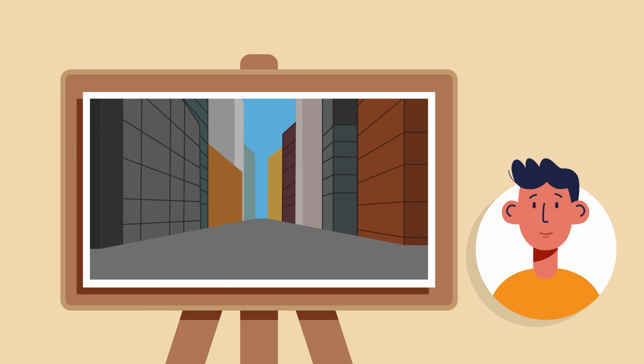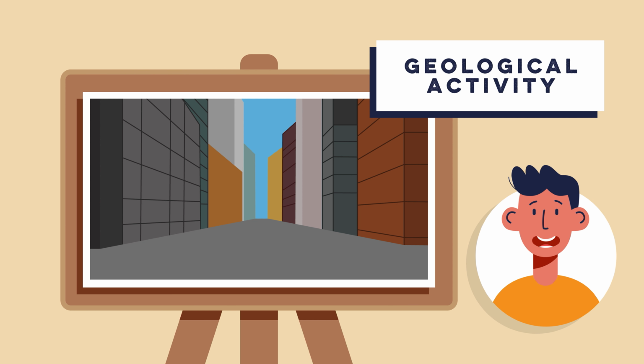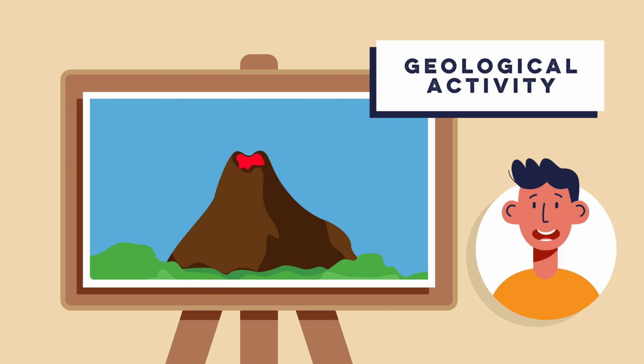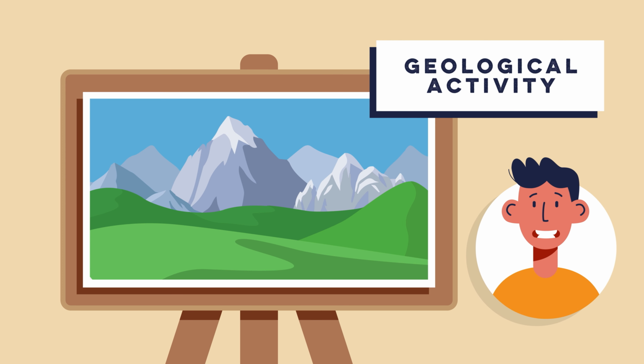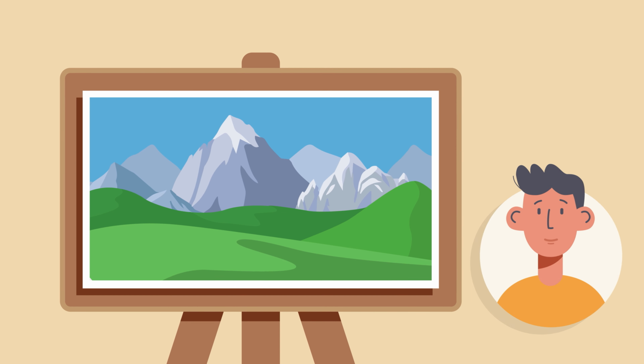Step 5 is geological activity. The movement of tectonic plates due to convection currents also results in geological activities such as earthquakes, volcanic eruptions, and the formation of mountain ranges. These activities are most prominent at the boundaries of tectonic plates.